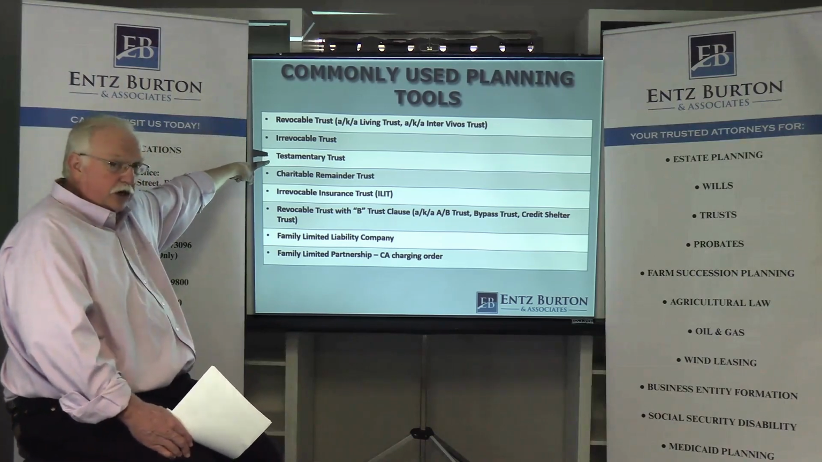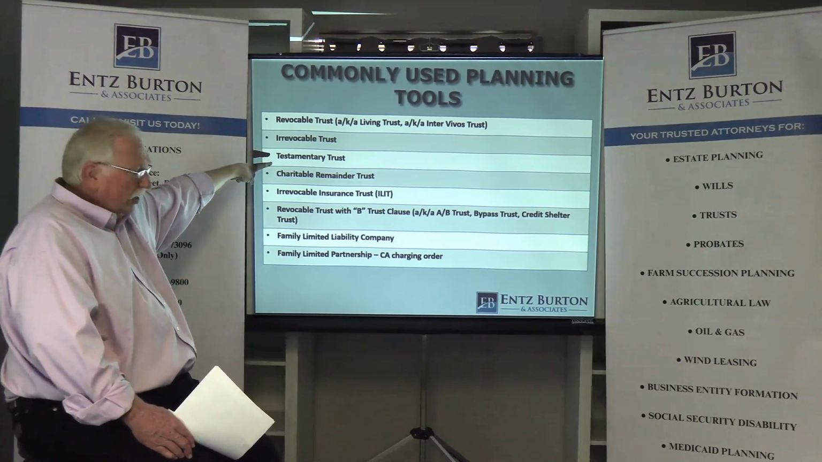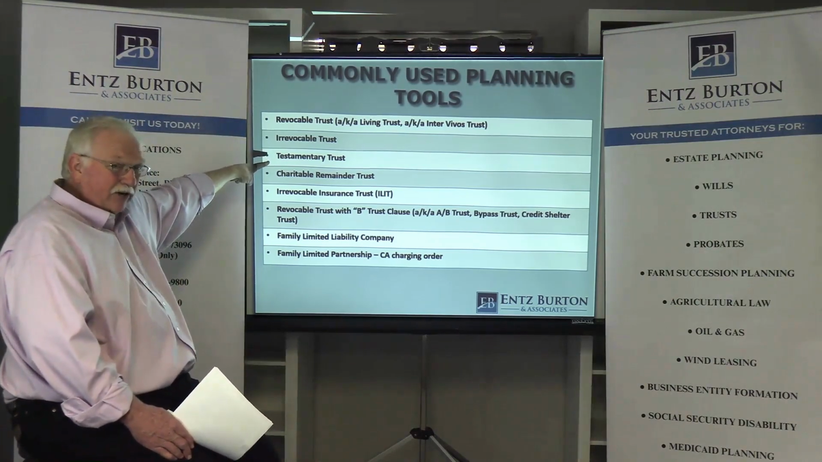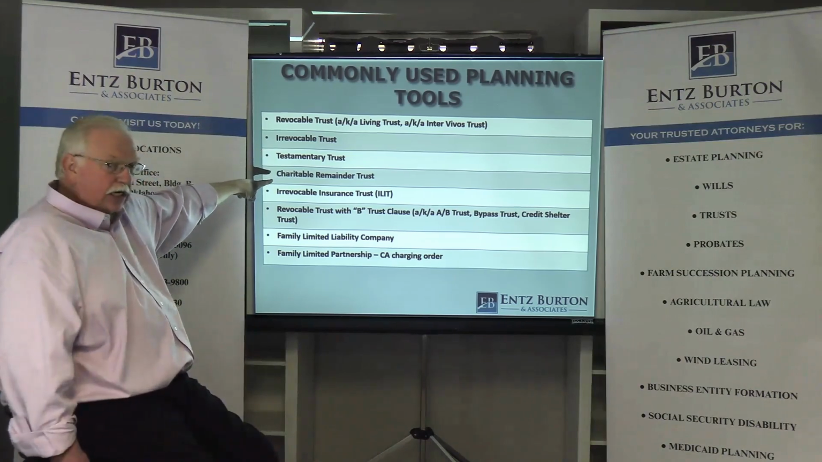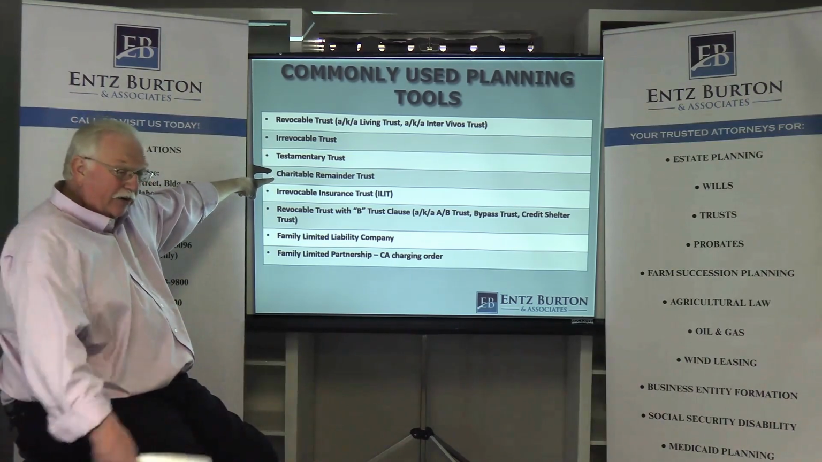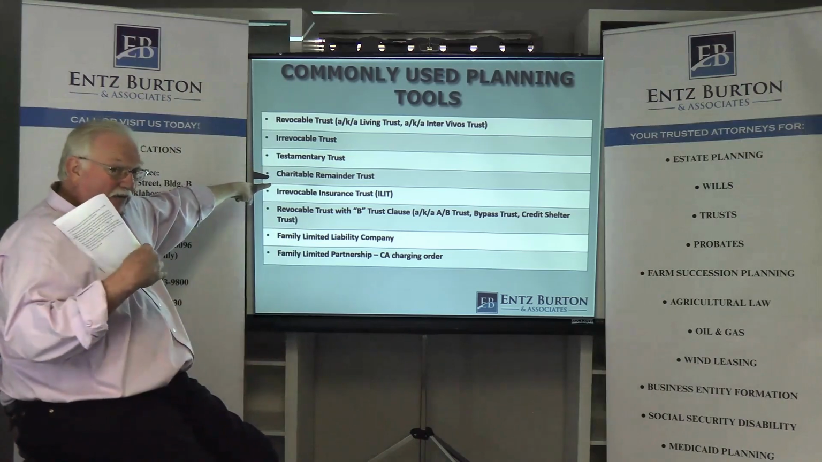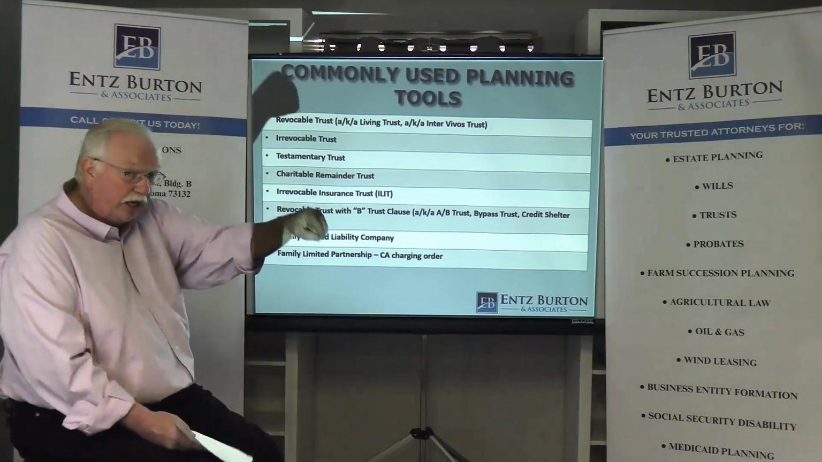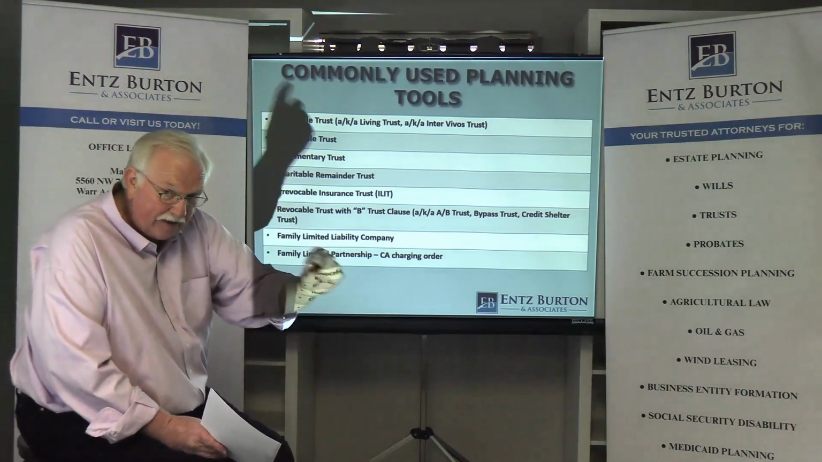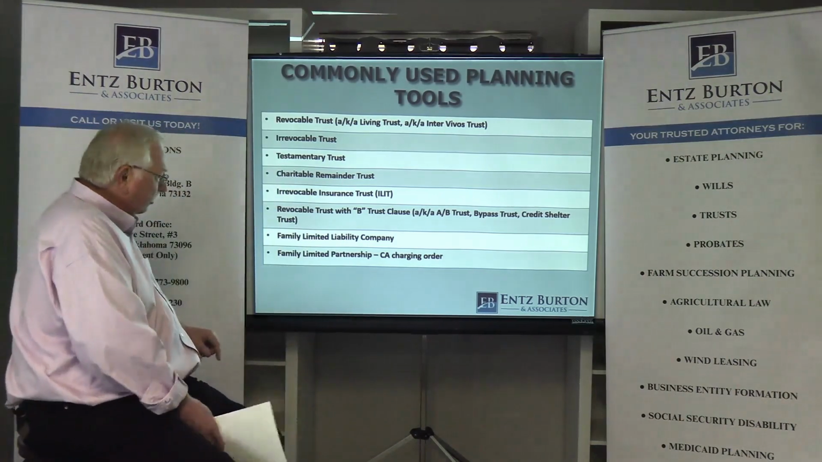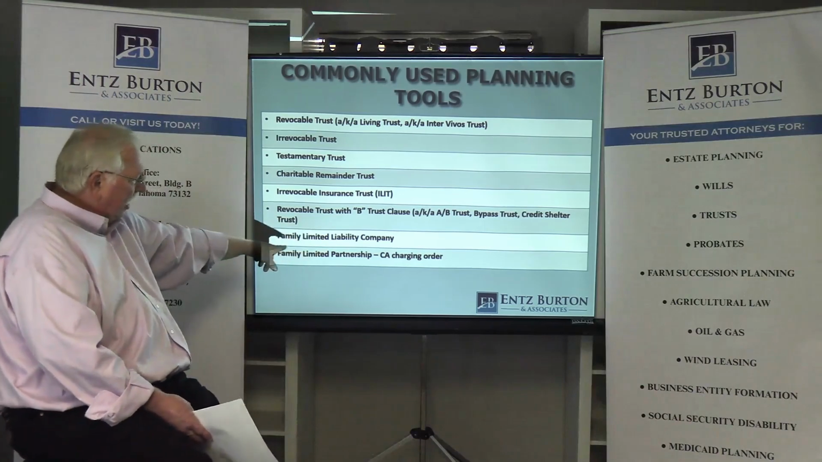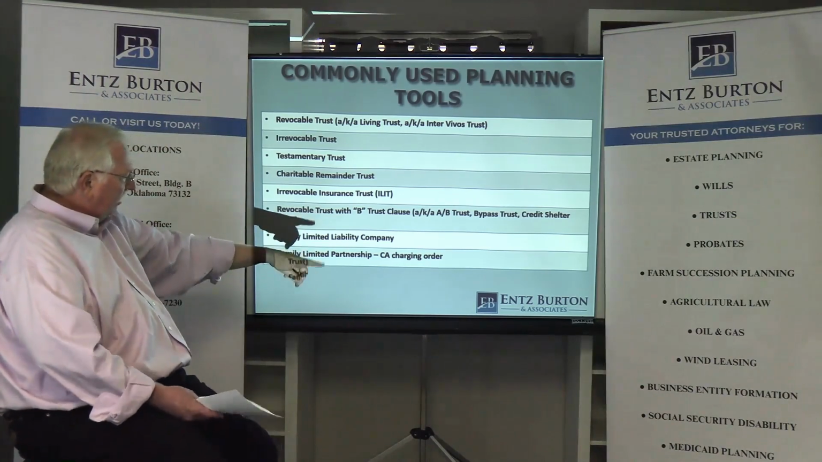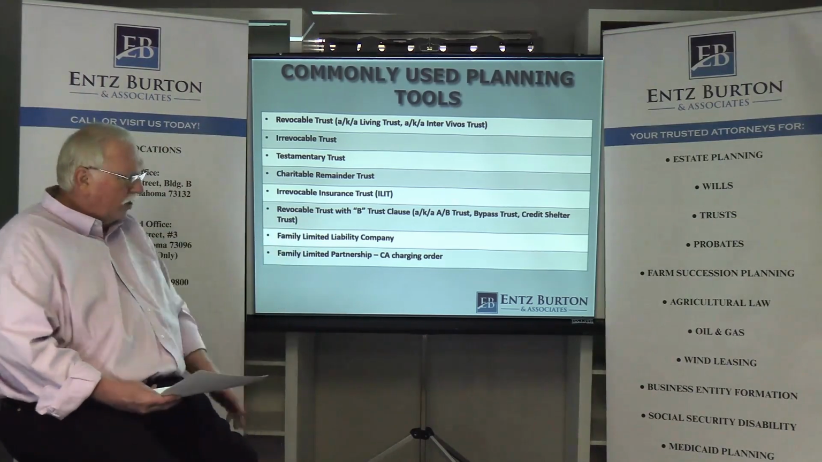Testamentary trusts are just trusts that are set up by your will. You can't have a testamentary trust without a probate. A charitable remainder trust allows you to make a gift to charity, retain a lifetime benefit off that gift, and get a current income tax deduction today for a gift that will occur at your death. We'll do a whole video on that sometime. And then family limited liability companies. Family limited partnerships we don't hardly use anymore.